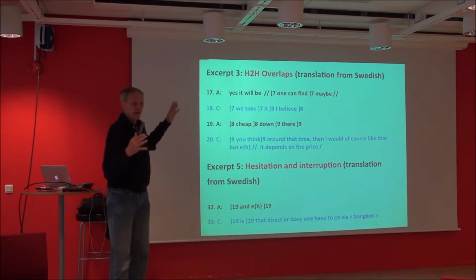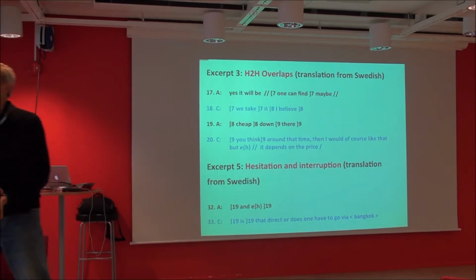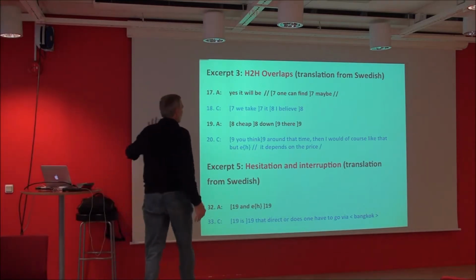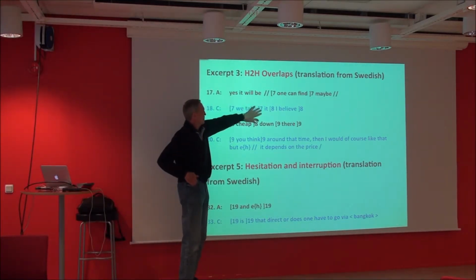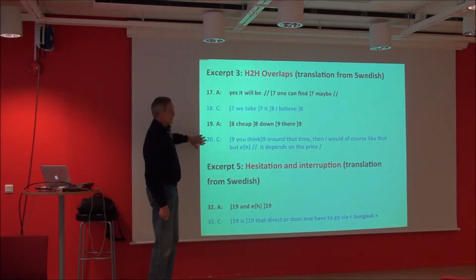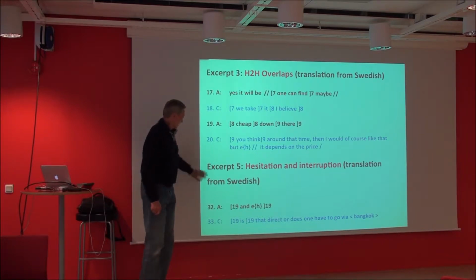Now we want to compare this to human-human. So you know, now you saw what the artificial agent was able to do. Now we look at human-human. So here the agent says, yes, it will be. One can find maybe, okay? And the square brackets mean that while the agent is saying one can find, the customer is saying something, that they're overlapping. Customer says, we take it, I believe. The agent says, cheap, down there. Customer says, you think around that time, then I would of course like that, but it depends on the price. So here, that's one excerpt.